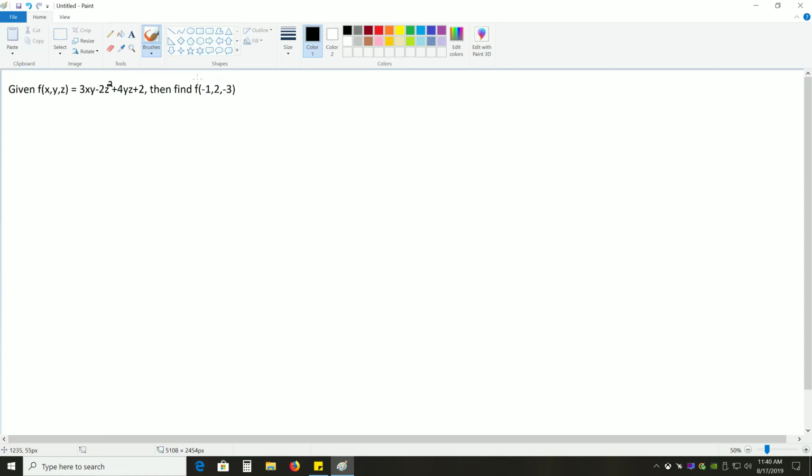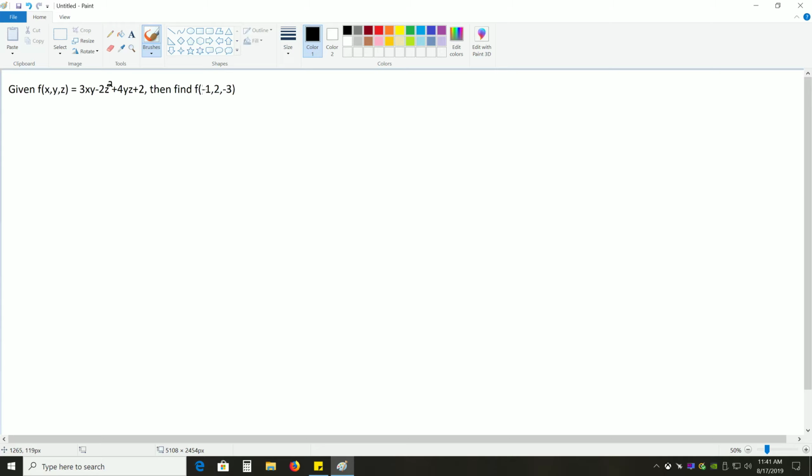This tells us that we are just plugging in each of these values for their respective variables in the original function. So this is just like a standard function where you have f of x and you want to find something like f of 5. You replace every x with a 5.